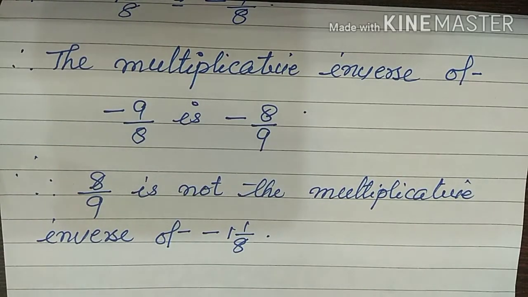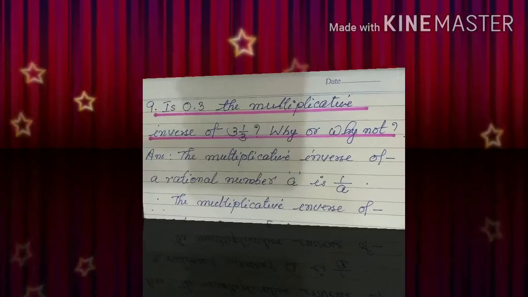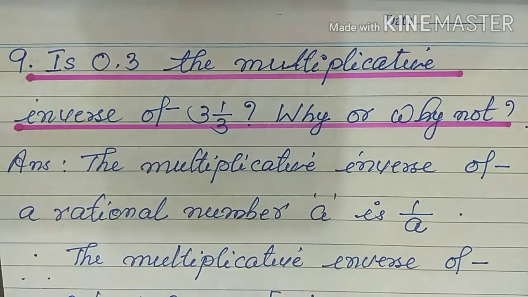9 by 8. Now we have to find out the reciprocal of minus 9 by 8. All we have to do is to interchange the numerator and denominator. So the reciprocal of minus 9 by 8 is minus 8 by 9. Right? Minus 8 by 9. But look at the question. It is given that it is 8 by 9. So that's not right. Now let's do question number 9.